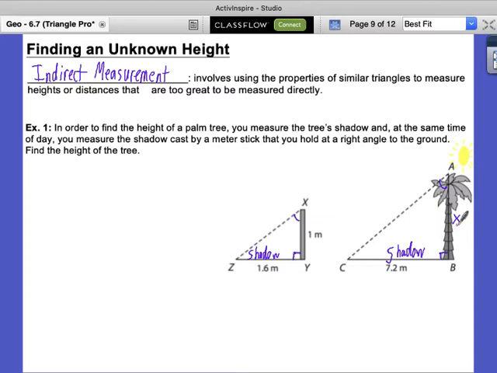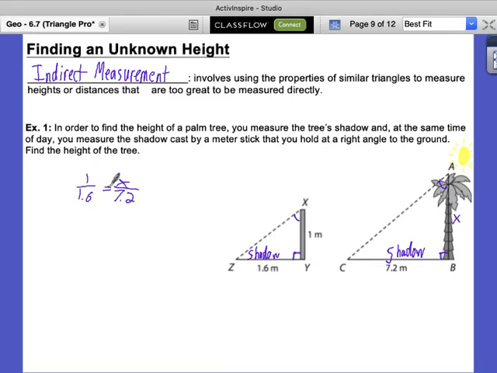Okay, Gracie. Is it bigger or smaller? We're going to do small over big, smaller over bigger. 1 over 1.6. Okay. And then x over 7.2. That would work. 1 over 1.6 and x over 7.2. The reason why it works is that vertically, 1 over 1.6, we're dealing with the same triangle. Vertically, x over 7.2, dealing with the same triangle.